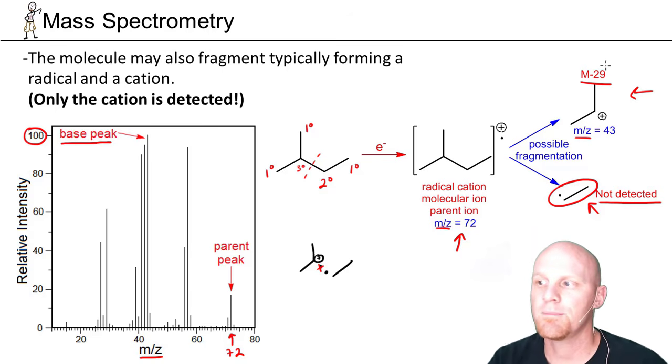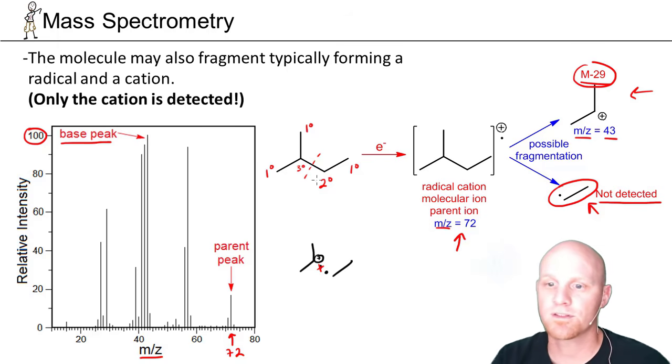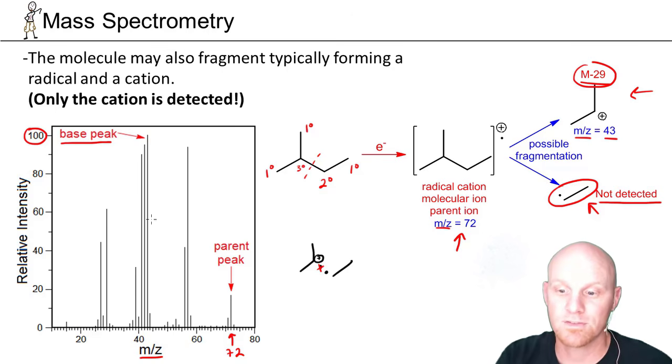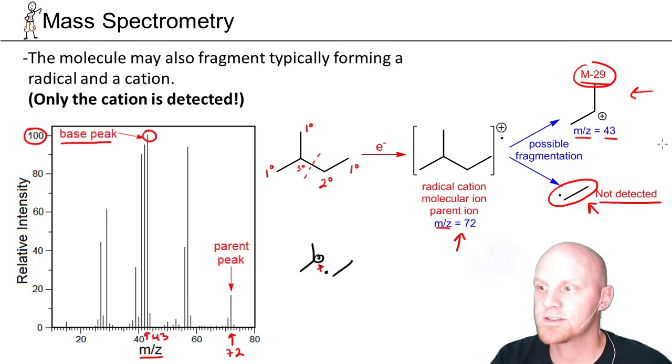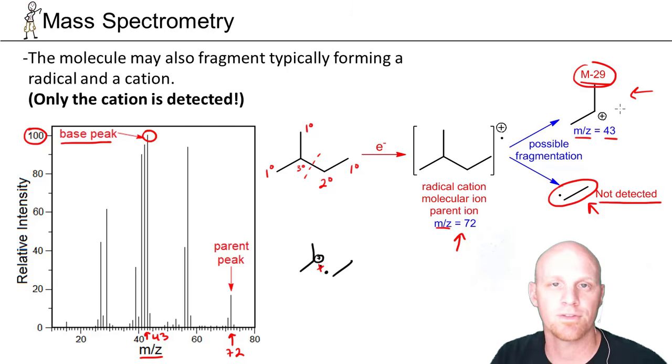So notice also our M-29 peak that we talked about over here. It itself has an m over z of 43, and if you notice, our base peak corresponds to that 43. So our base peak actually is this secondary carbocation that we've labeled the M-29 peak, the loss of an ethyl group.